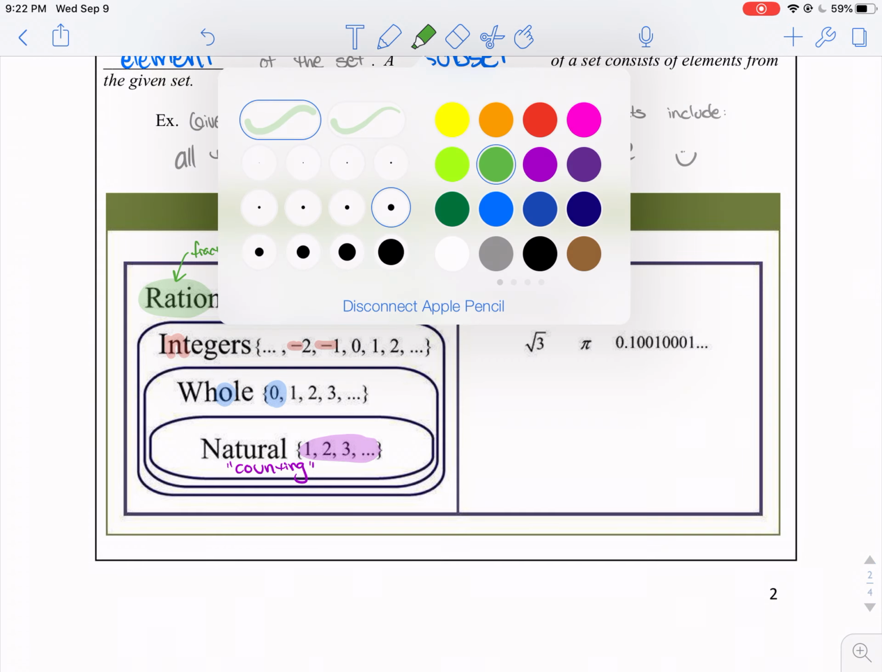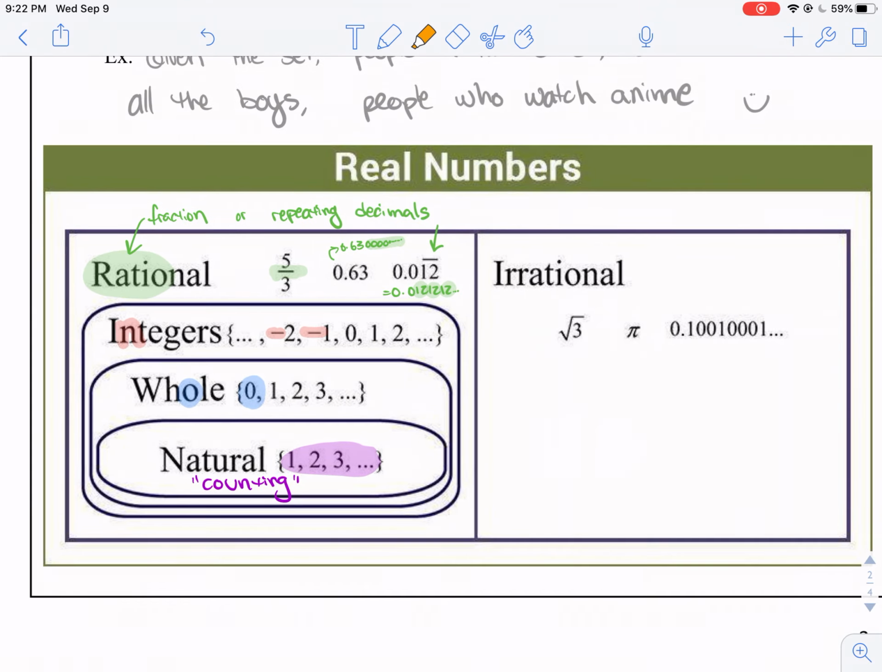Are you ready for this? I don't think you're ready, but too bad. Irrational, you see that ratio in there? We've seen that before. That means it's a fraction. Okay, cool. You know, I'm just gonna take this and I'm just gonna copy it.